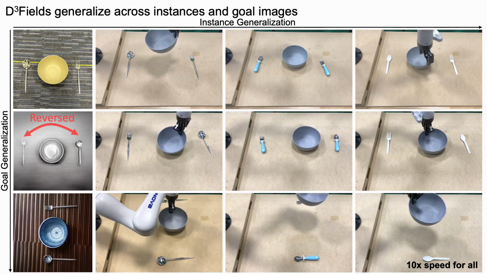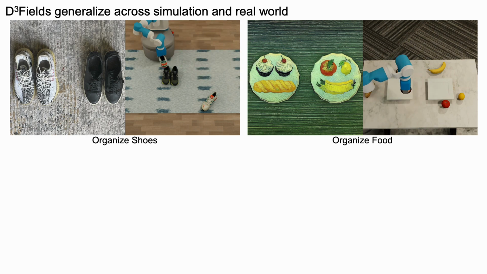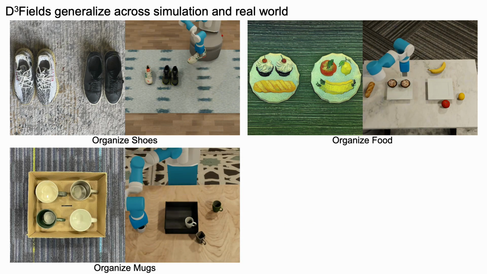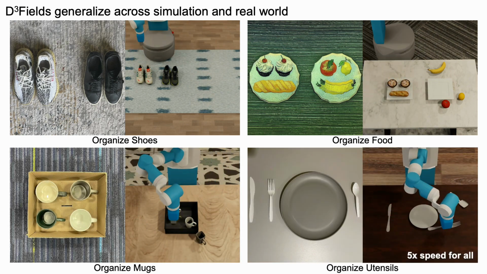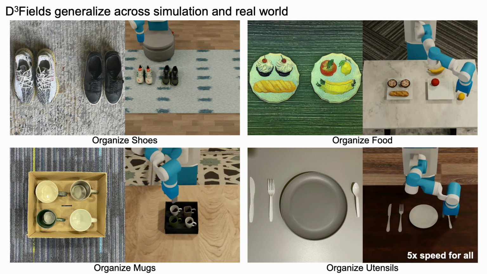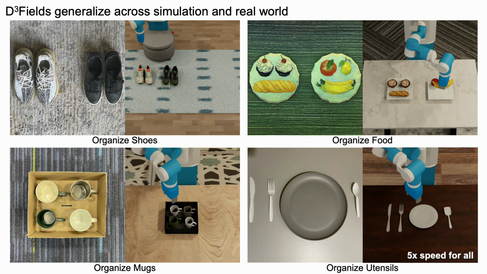Our representation also shows generalization across simulation and the real world. In the first example, the goal image is two pairs of shoes in the real world while we manipulate shoes in simulation. The rest of the examples show diverse tasks and goal images, including organizing fruits, mugs, and utensils.